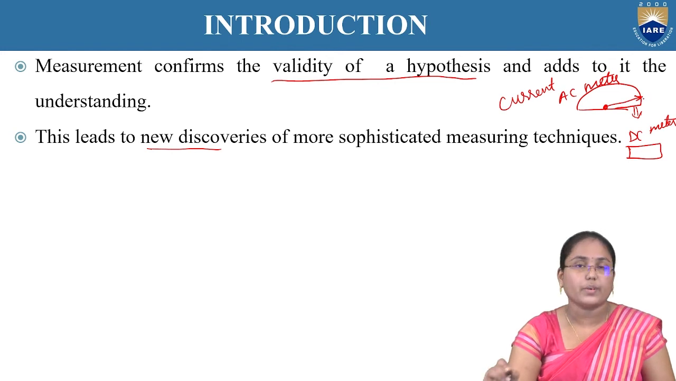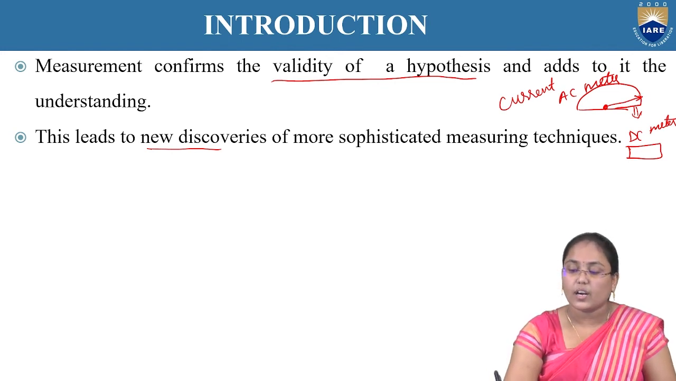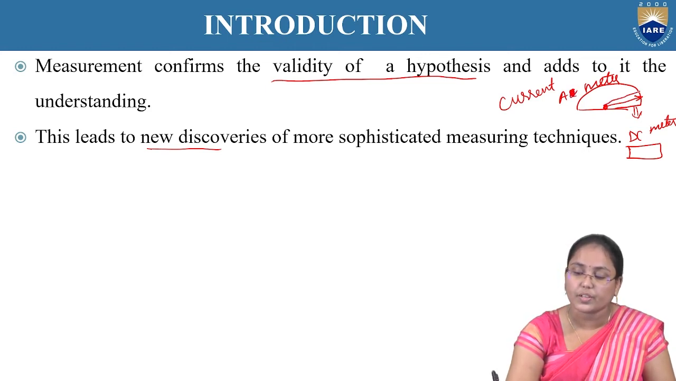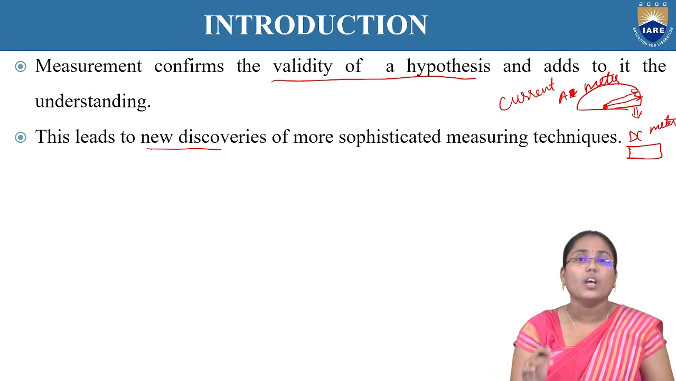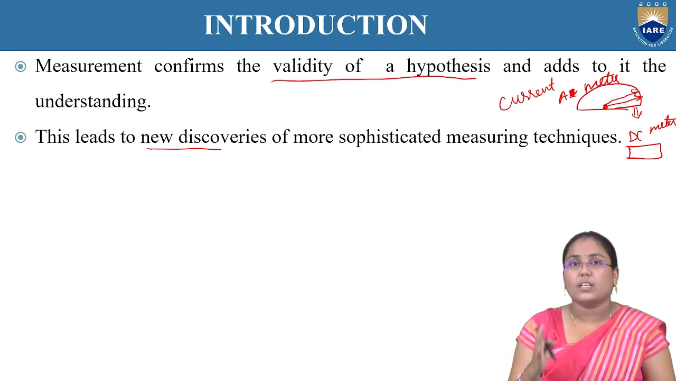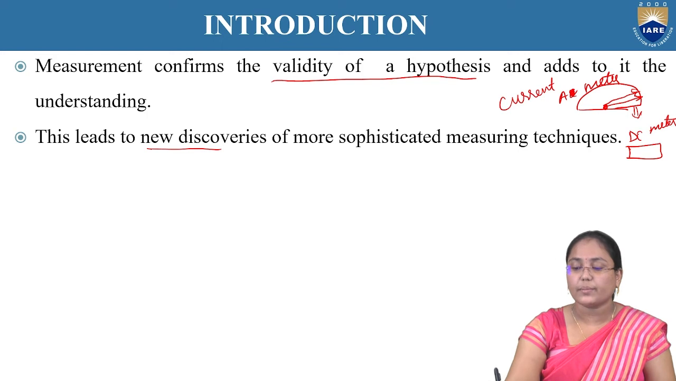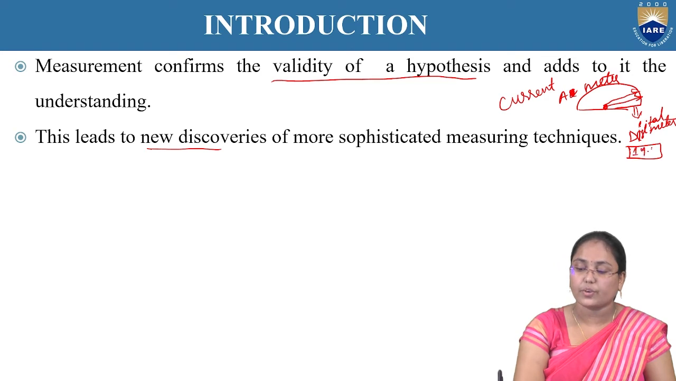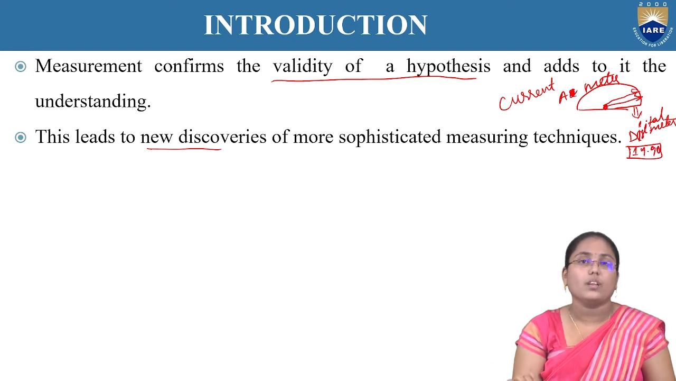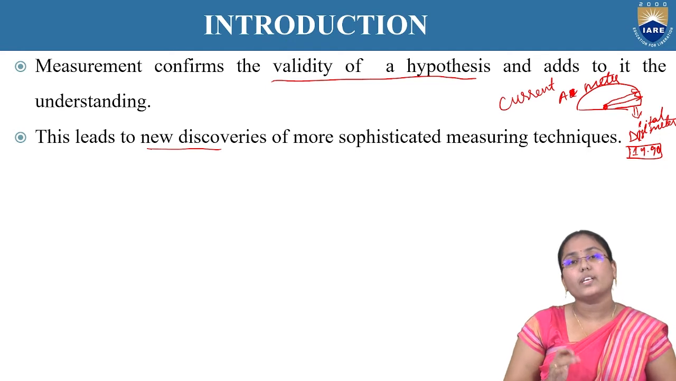When we are using this particular type of meter, an analog meter, the difference between this point and this point might be very, very minute, and because of parallax error, the way we are visualizing the meter, the readings might be wrong sometimes. When we go for digital meters instead of analog meters, you can directly see the numbers, like 19.90. So this is nothing but leading to new discoveries.